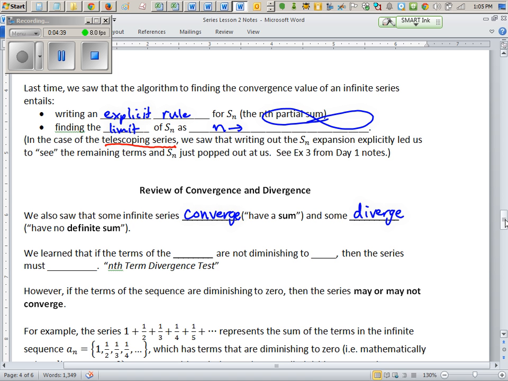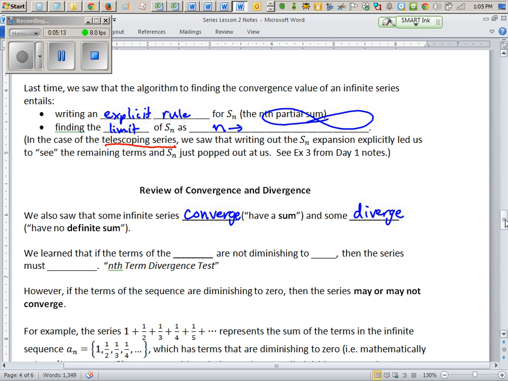Okay? Now, last year, your teacher gave you a series like this, 3 halves plus 9 fourths plus 27 eighths, and asked you, what does this all add up to? And you wrote no sum. And the reason was R is 3 halves. And when R is bigger than 1, we actually don't have a sum. Even if r is equal to 1, we don't have a sum. So you might remember writing no sum last year, but this year we write diverge. Okay? But it means the same thing.